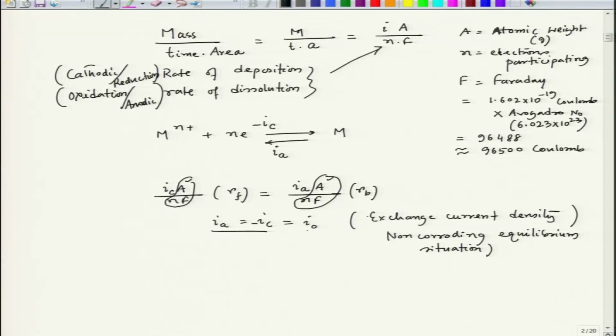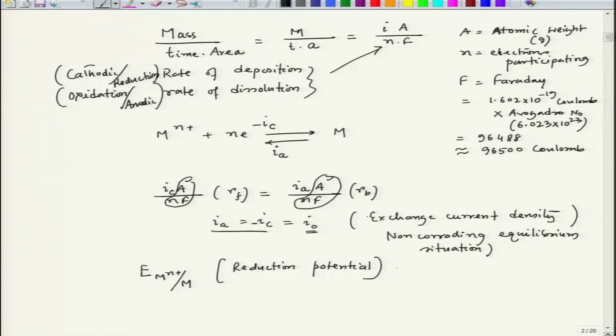Fine. Now, when the system reaches this equilibrium, the flow of current, or the current density, for both the backward and forward reactions is the same, which is indicated by I0, the exchange current density in the non-corroding equilibrium situation. At that time the system must have attained some equilibrium potential, and that potential we express in the form of M n plus M. So, this is a reduction potential. Remember, our consideration all throughout our 40 lectures is that wherever we consider potential, this potential is in the form of reduction potential.